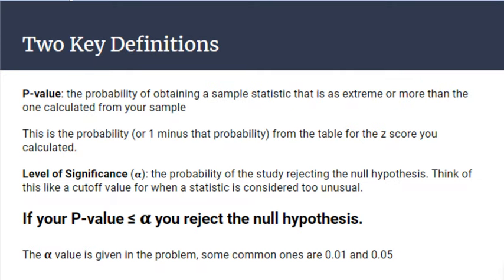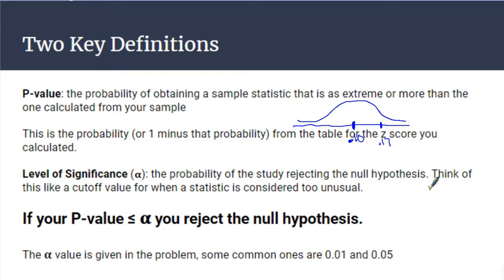All right, two key definitions that you need to know. Number one is the p-value, and this is the probability of obtaining a sample statistic that is as extreme or more than the one you got in your sample. To give you an example, we got 17%. So this is all like our normal curve, because we're using z-scores. We said that we thought, in our null hypothesis, that the true proportion was 10%. And we got, in our sample, a proportion of 17%.